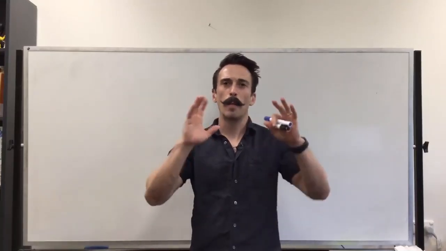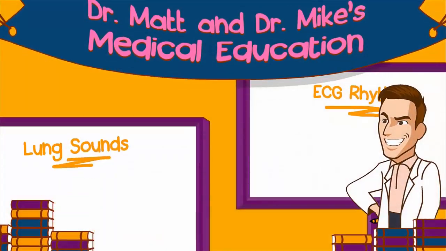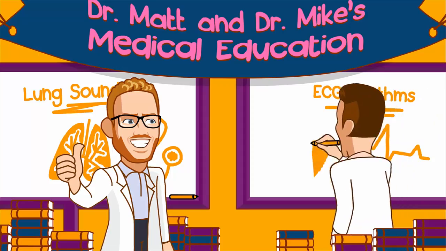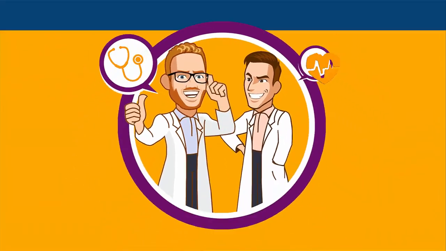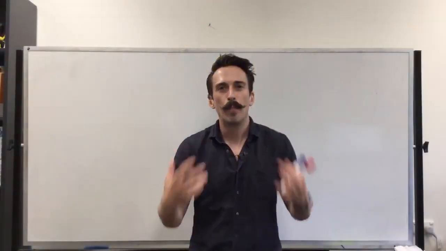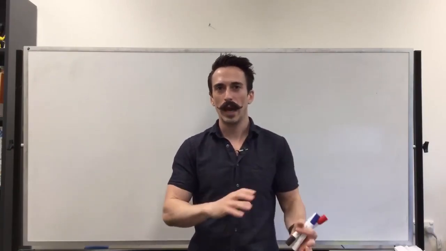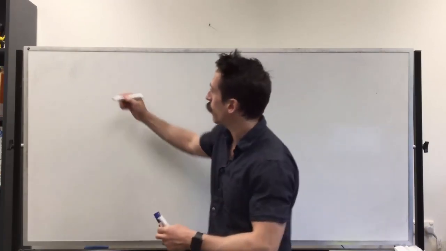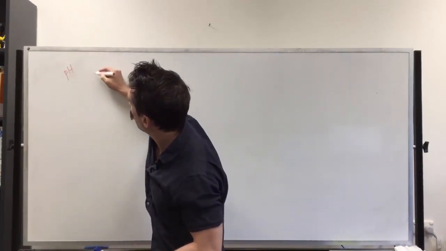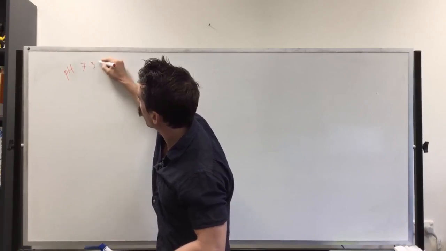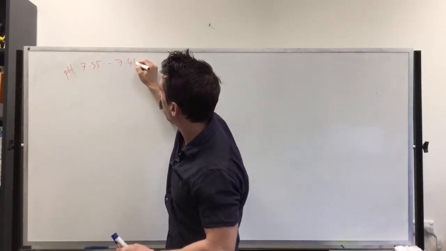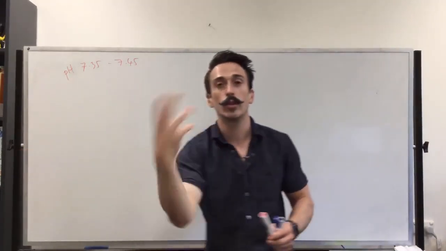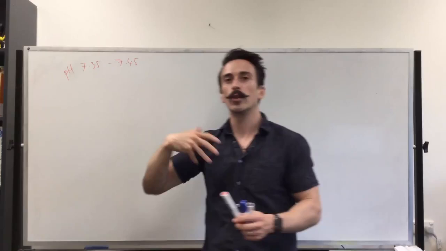In this video I want to talk about buffers within the body. Now buffers resist drastic changes in pH. We know that our blood has a pH of between 7.35 and 7.45. If the blood pH goes below 7.35, it's becoming too acidic. If it goes above, it's becoming too alkalinic.